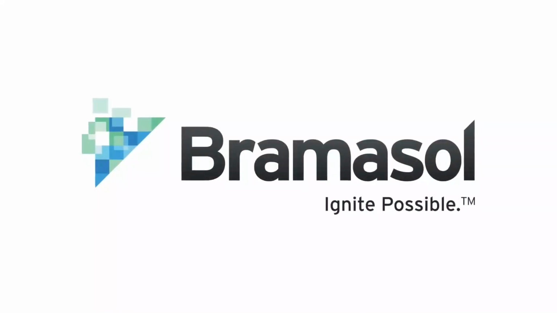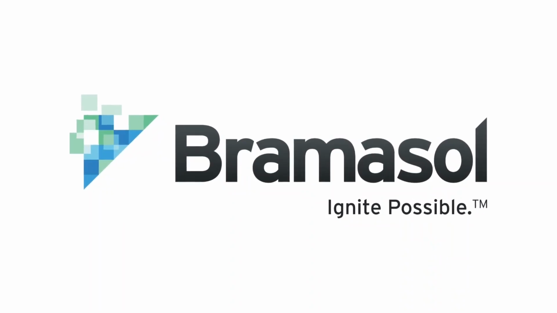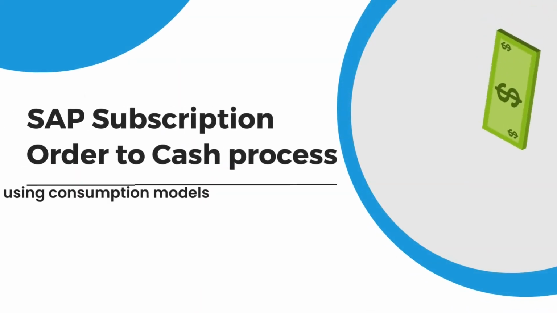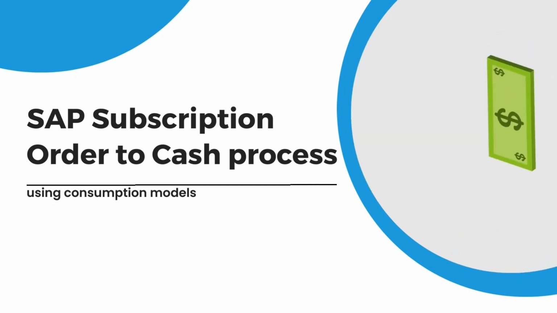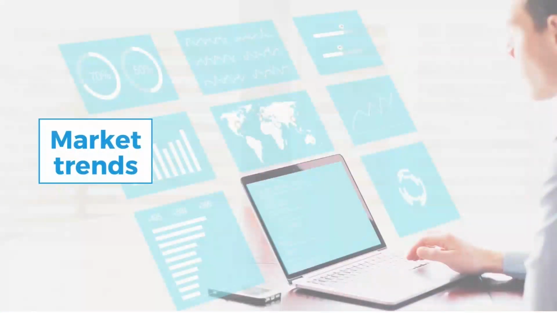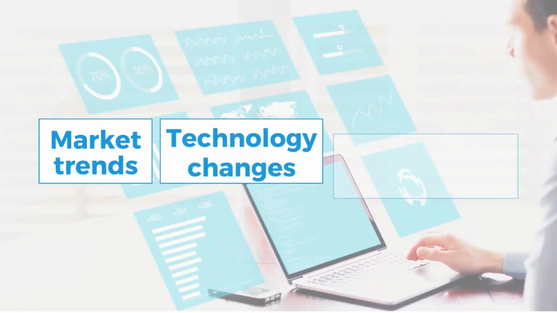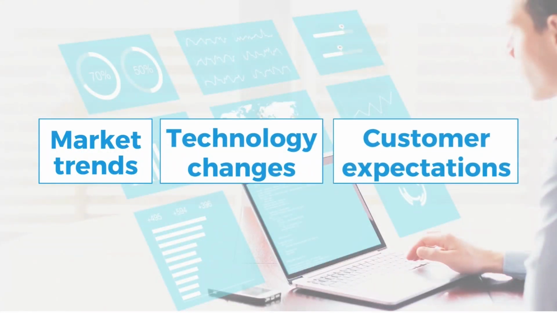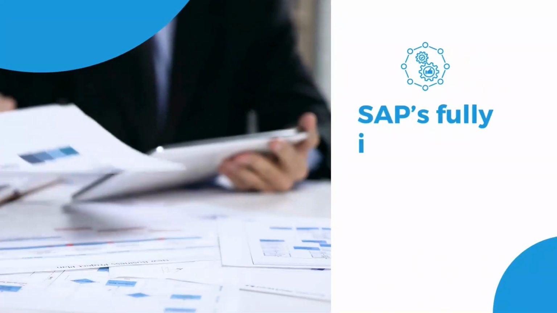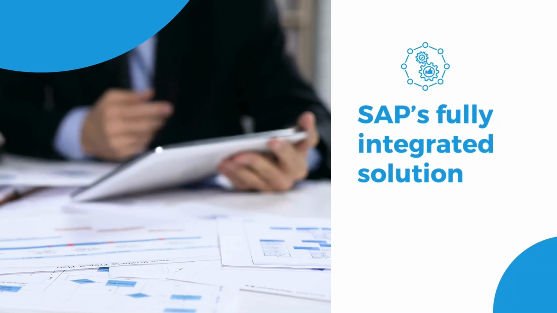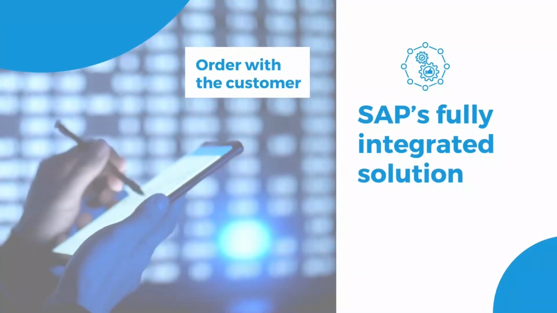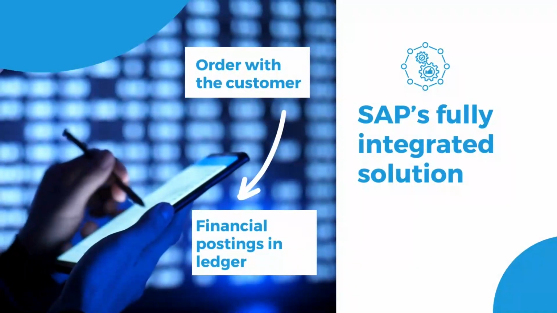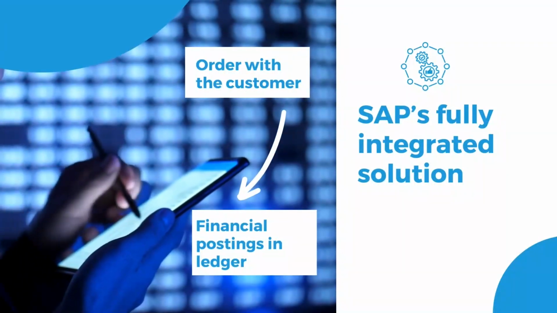In this video, we will be going through an end-to-end subscription order-to-cash process in SAP, focusing on consumption models. Adapting quickly to market trends, technology changes, and customer expectations is essential to surviving in a fast-paced environment. You will be able to see how SAP has fully integrated a solution from the initial order with the customer all the way to the financial postings in your ledger. SAP can handle all types of subscription models.